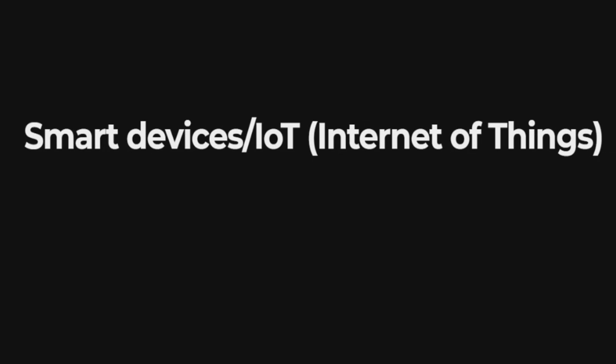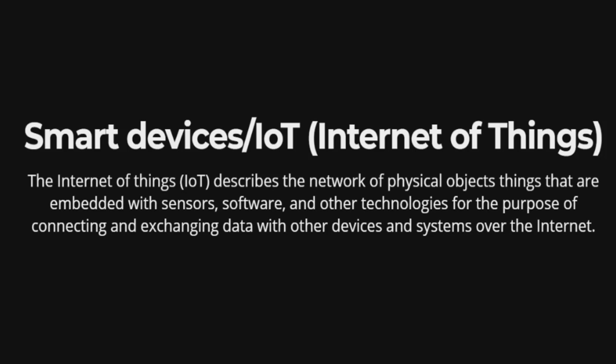Smart devices / IoT, Internet of Things. The Internet of Things, IoT, describes the network of physical objects, things that are embedded with sensors, software, and other technologies for the purpose of connecting and exchanging data with other devices and systems over the Internet.